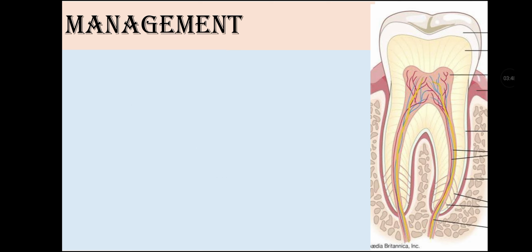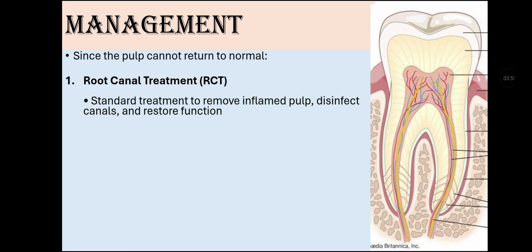Next, we will talk about how we will manage chronic pulpitis. Since the pulp cannot return to normal, we do root canal treatment. That is the standard treatment to remove inflamed pulp, disinfect the canal, and restore function.